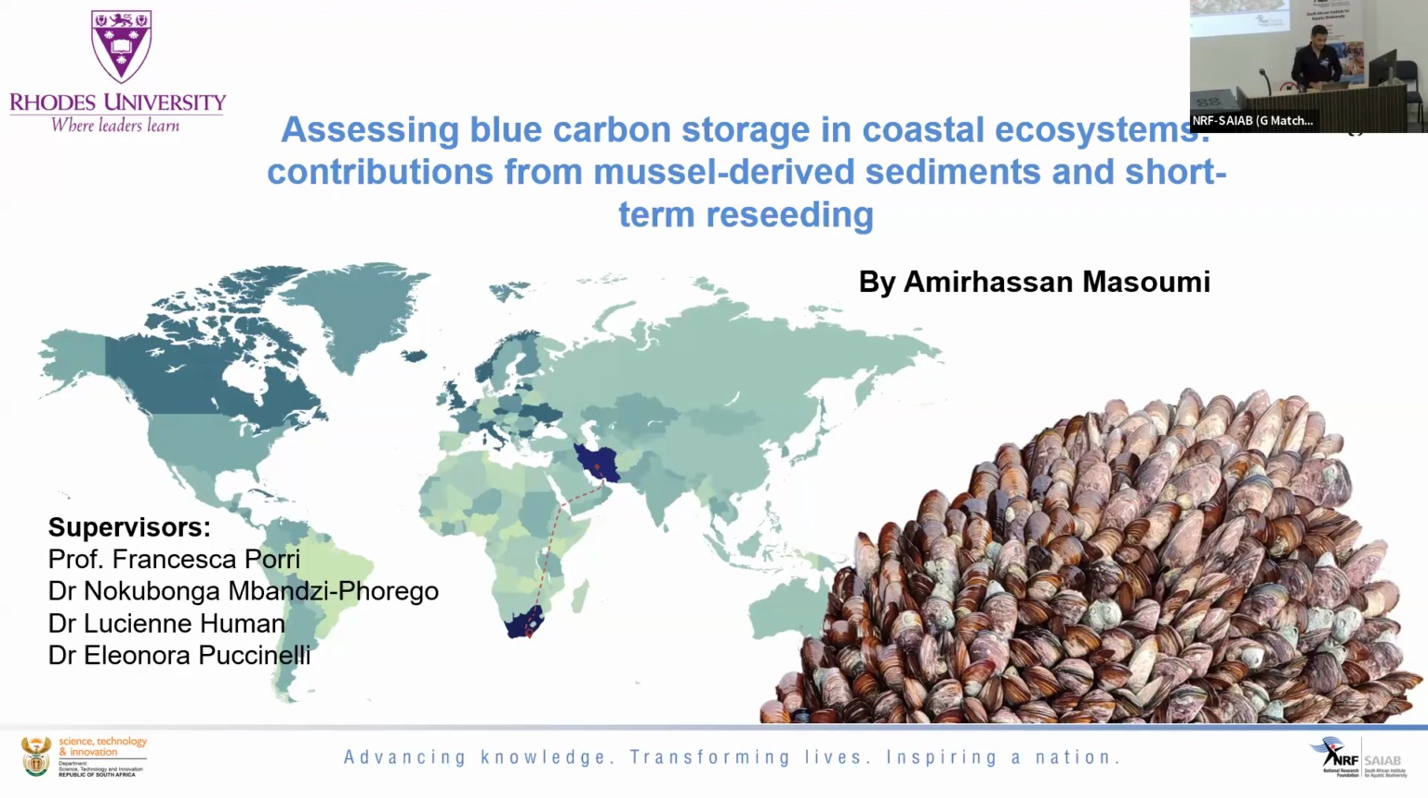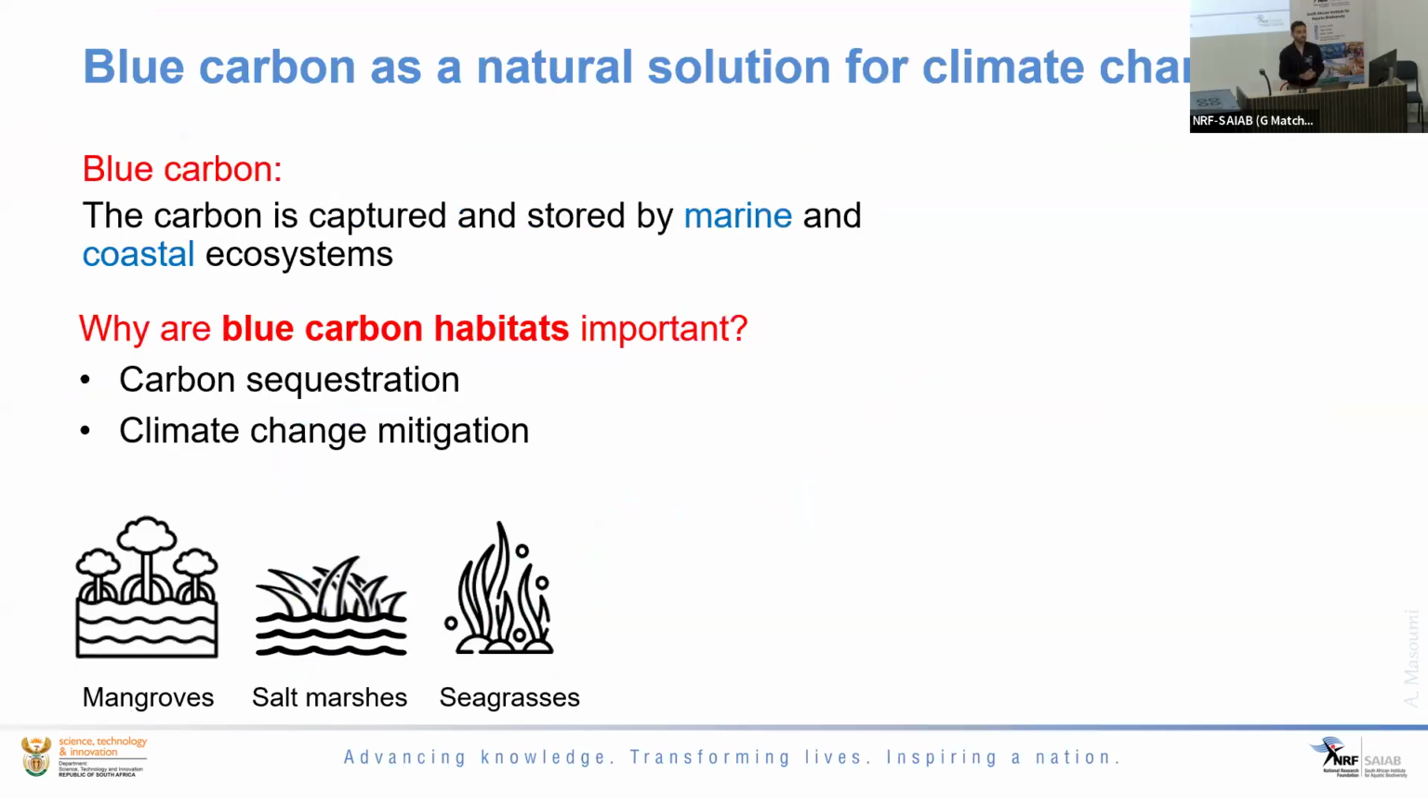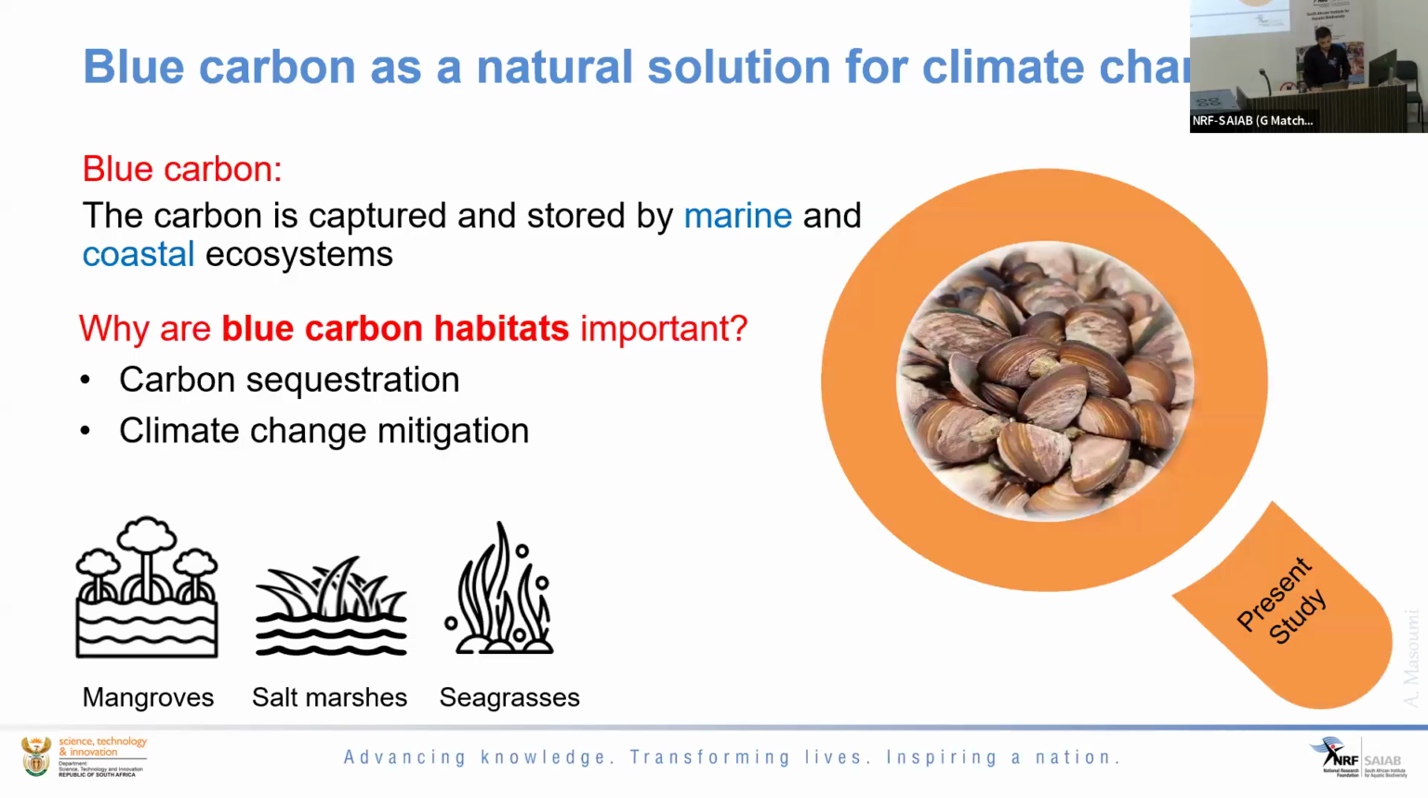Hello, everyone. I'm Amir Hassan Masumi from Iran, and my PhD thesis is on the potential role of mussel beds in blue carbon. What is blue carbon? The carbon captured and stored in marine and coastal habitats is blue carbon. Why are these habitats important? Because they are carbon sequesterers, which play a significant role in climate change mitigation. Although there are lots of studies on blue carbon, most of them consider vegetated habitats like mangroves, salt marshes, and seagrasses. We want to focus on mussel beds.